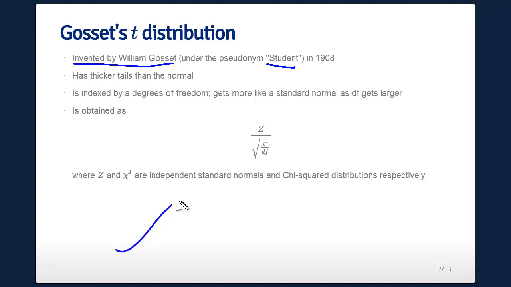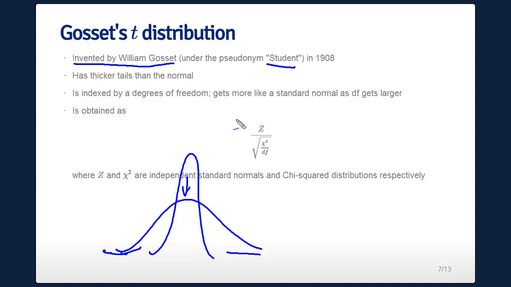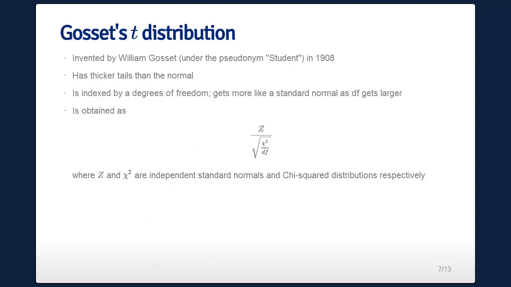Anyway, the t-distribution looks like a normal if you were to squash it down and the juice of it flew out into the tail. So here's a normal, and then the t is like a squashed down version of it. It's indexed by degrees of freedom, and as the degrees of freedom get bigger, it becomes more like the normal distribution. Okay, so how do you get a t distribution? You take a standard normal and divide by the square root of a chi-squared divided by its degrees of freedom. The two things have to be independent, and if you do that, you have just created a t random variable.